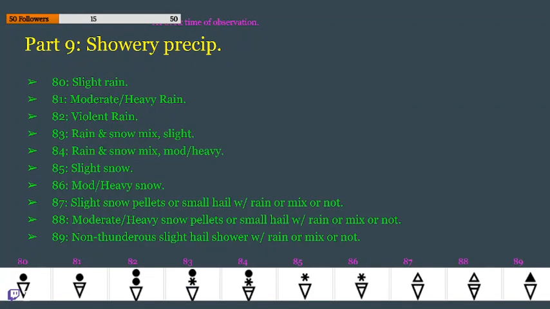Part 9. This is going to be your showery precipitation. This is usually rain, of course. And yes, triangle.